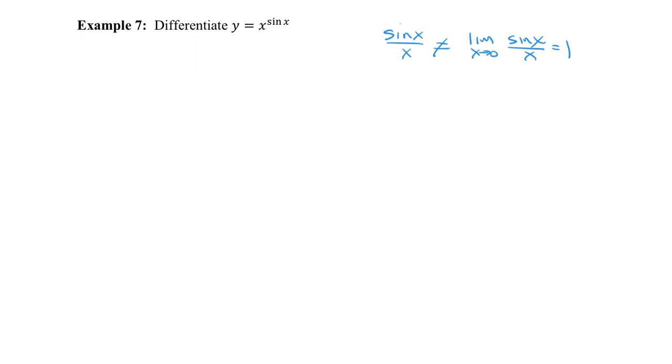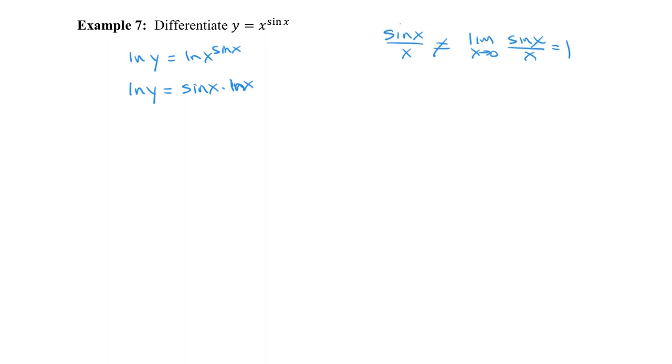So hopefully you tried it out. So what you probably did is took the natural log of each side. And once you have that, we can use rules of logarithms to bring this down in front. So then we get the natural log of y equals sine of x times the natural log of x.